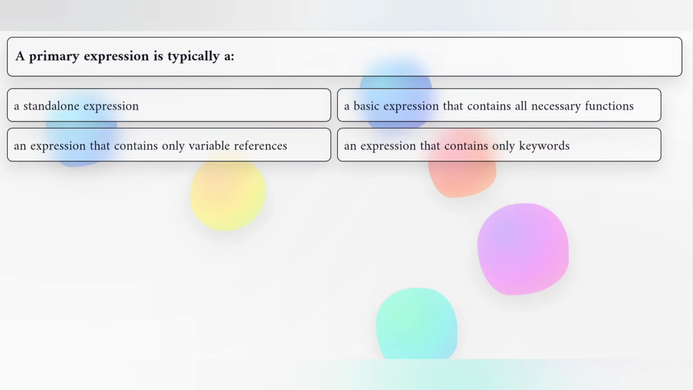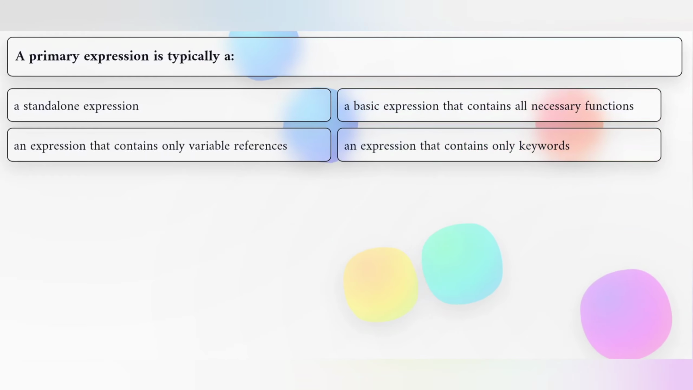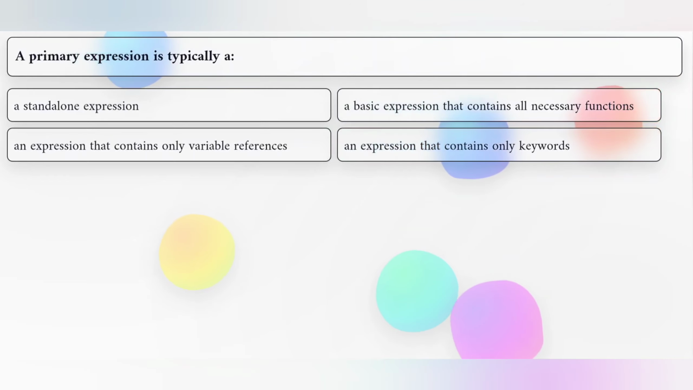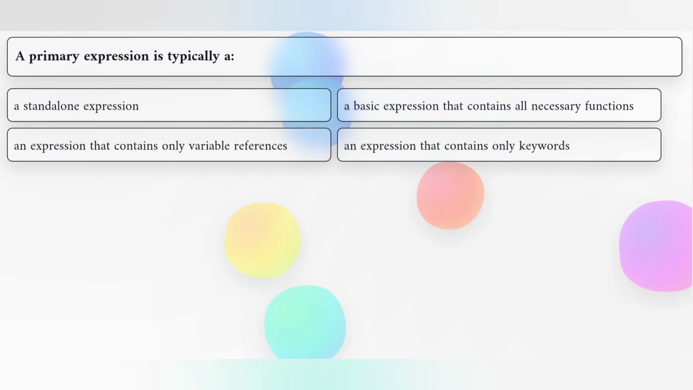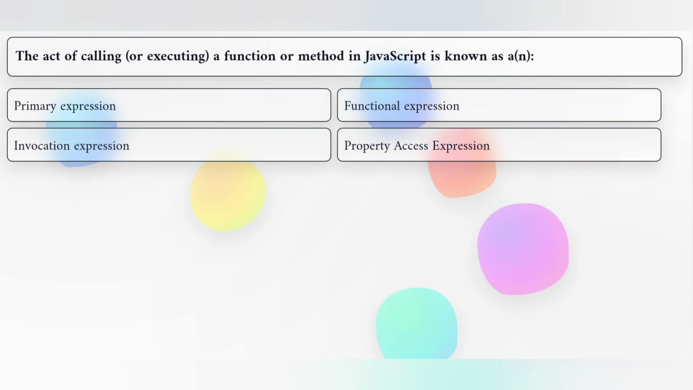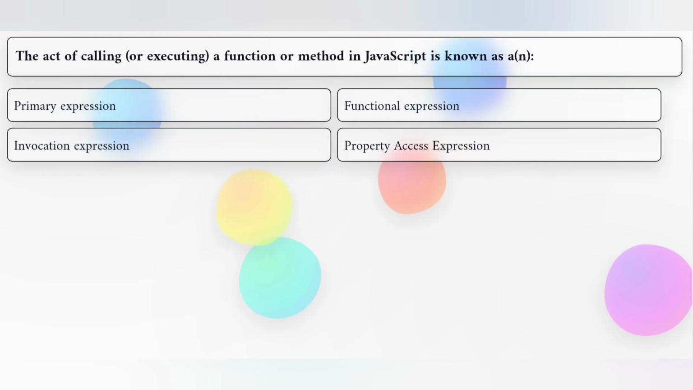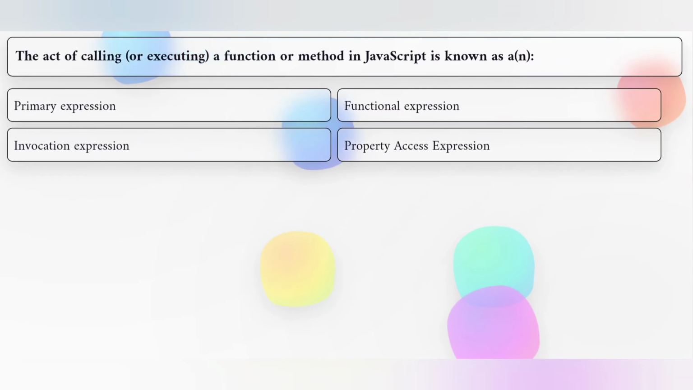A primary expression is typically a standalone expression, a basic expression that contains all necessary functions, an expression that contains only variable references, an expression that contains only keywords. The act of calling or executing a function or method in JavaScript is known as a primary expression, functional expression, invocation expression, property access expression.